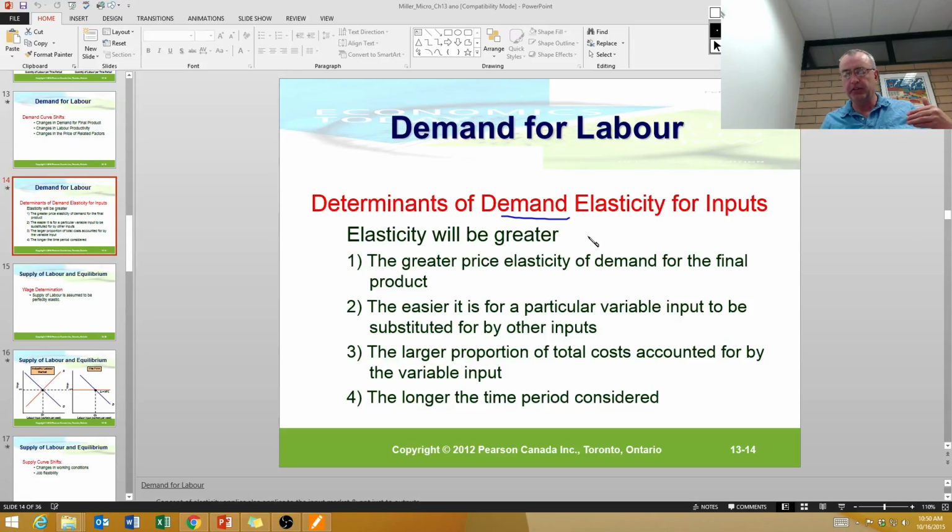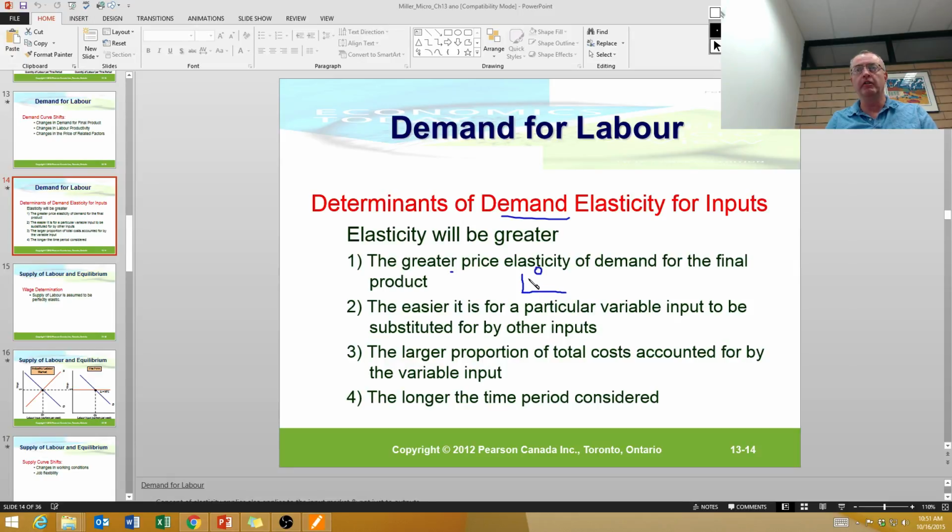So if the price elasticity is elastic, then the ratio is greater than 1. If the price elasticity of demand is inelastic, the ratio is less than 1. And if the price elasticity of demand is unitary, then the ratio equals 1. Okay, so we have these four factors affecting the price elasticity of demand for inputs. So the price elasticity of demand for an input is higher, the greater the price elasticity of demand for the final product.